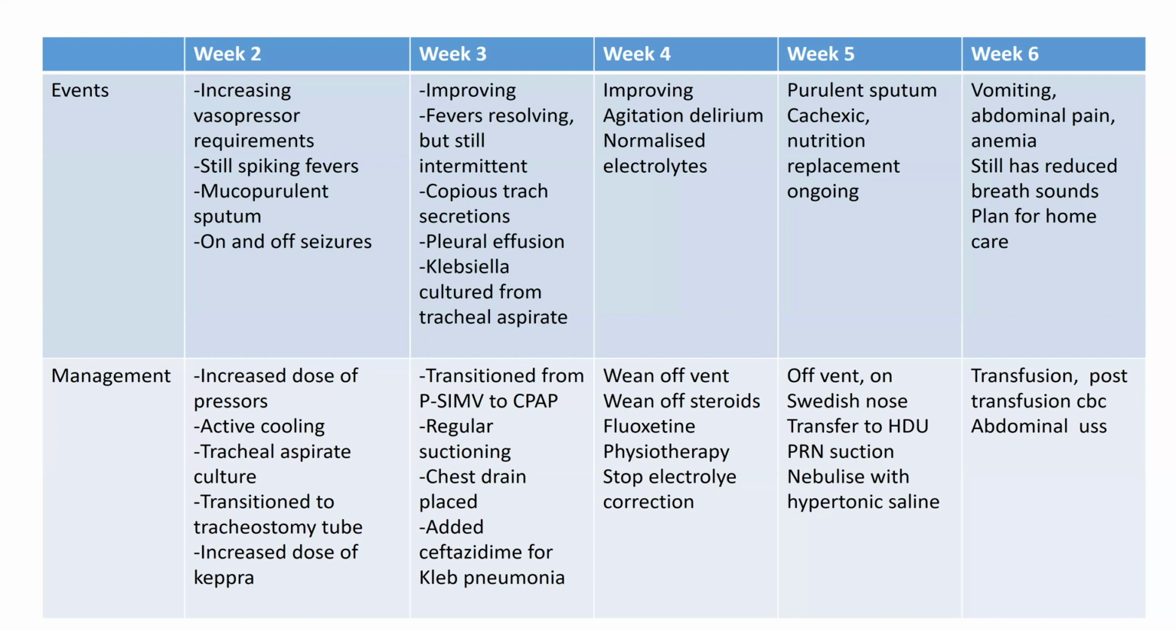In week 6, after all this improvement happening, the patient started having abdominal pain and vomiting. And then he was anemic.